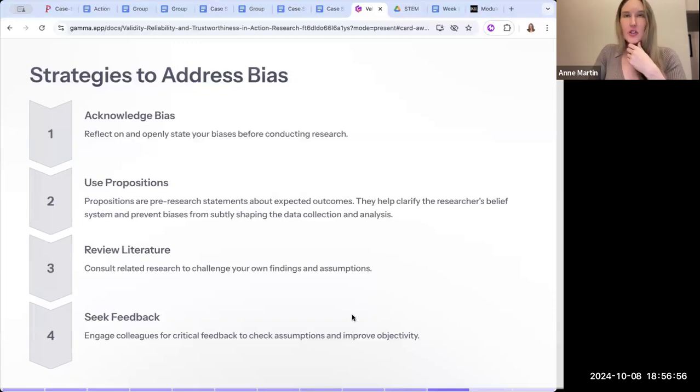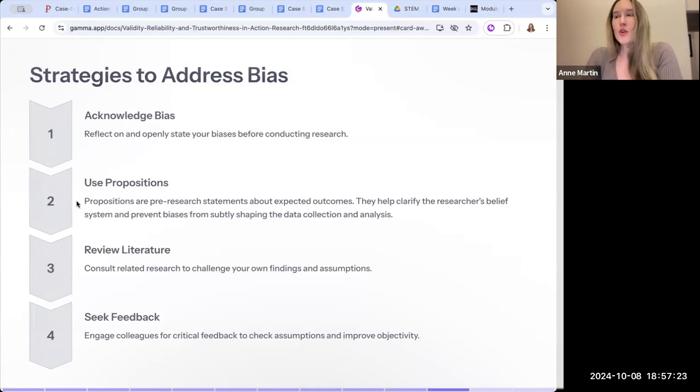So acknowledge your biases, think about your positionality, your experiences in education, your experiences as a student, your assumptions about the curriculum, the content matter, how all of those could impact your study. Mills gives the strategy of using propositions, where you write a list of statements about your expected outcomes. I think that this is a very useful strategy for you to do.